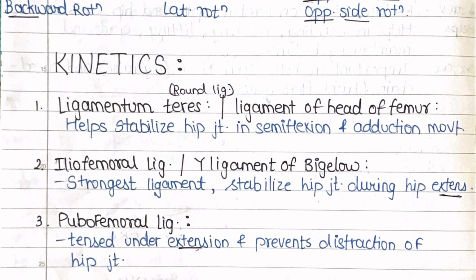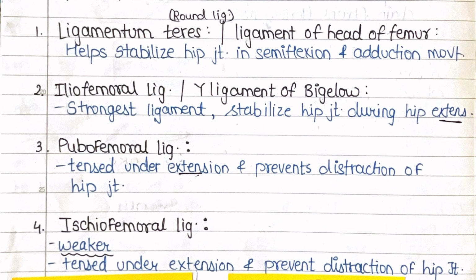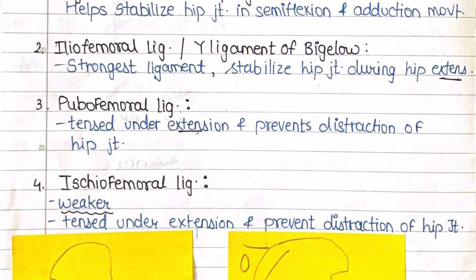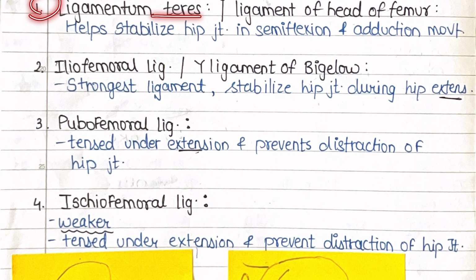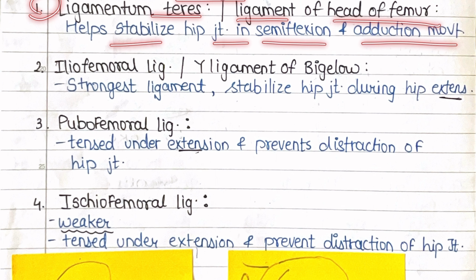Now let us move towards the kinetics. As I mentioned earlier, in kinetics, we don't have any relation to the movements. We have to write about what causes the movement. So here we are writing about ligaments. The first ligament is the ligamentum teres, also known as the round ligament or ligament of the head of femur, which stabilizes the hip joint in semiflexion and adduction movement.